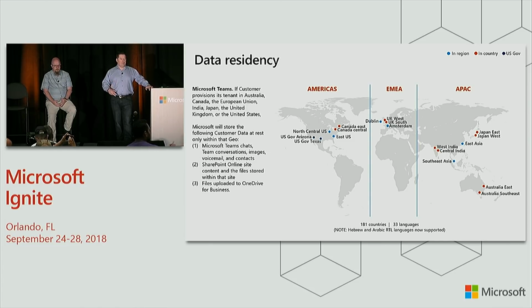What we've been expanding on is what we call data in country. Specifically, we have 5 countries today with 2 data centers in each country: Canada, the UK, India, Japan, and Australia. If you're provisioned there, your data would stay in country.